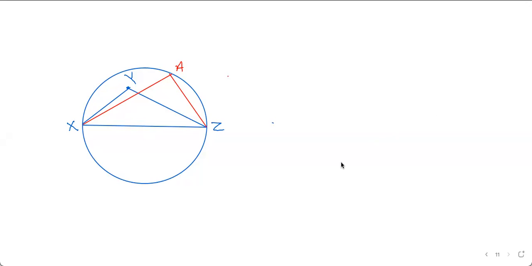Now compare XAZ with XYZ. We will have to push XAZ down further to get XYZ. And what happens when we push A down? The two rays of the angle, will they become wider or come closer? The angle will increase or decrease, if we push the angle down?